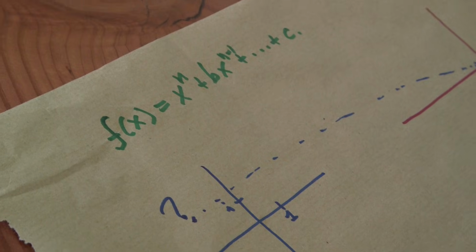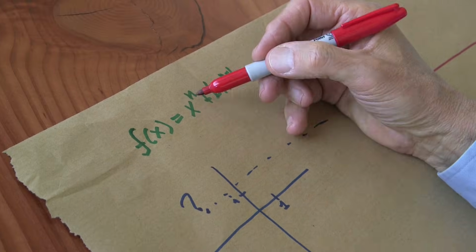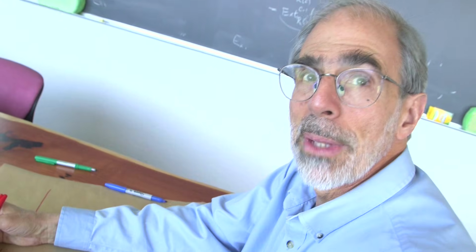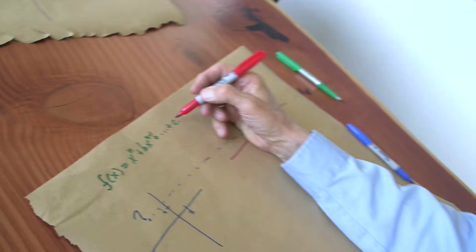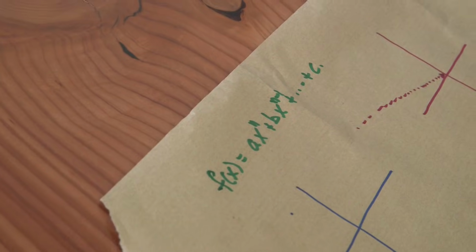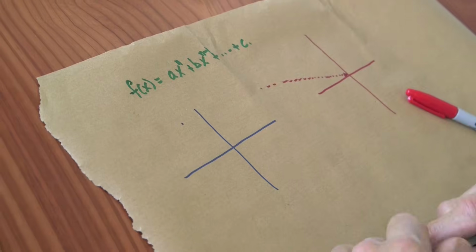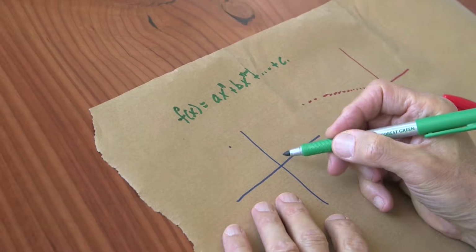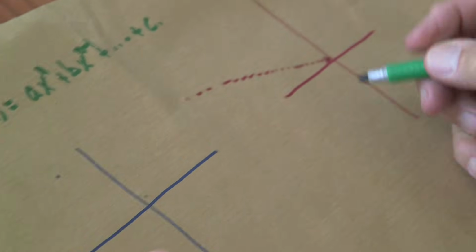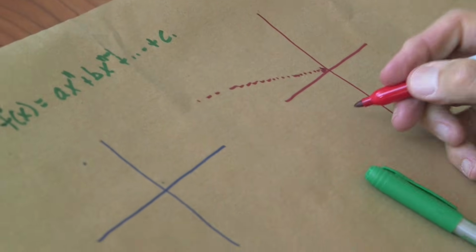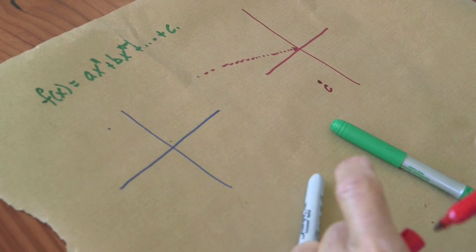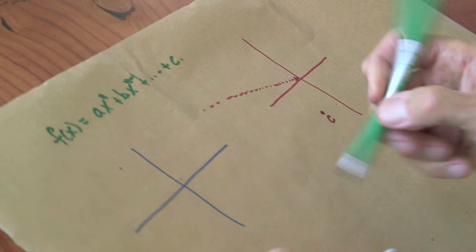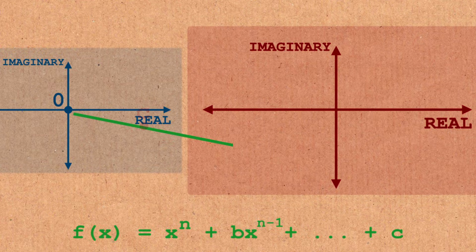I do know that the leading term, that's x to the n, and I know if x is very big, that's likely to be dominant. On the other hand, if x is very small, I can do something too. If x is 0, then the value will be c. So I know that the 0 point over here in the blue plane goes to c over in the red plane. So here's a nice red c. Let's say c is down here. C is a complex number, so it's just someplace in that plane. And I know that 0 goes there.